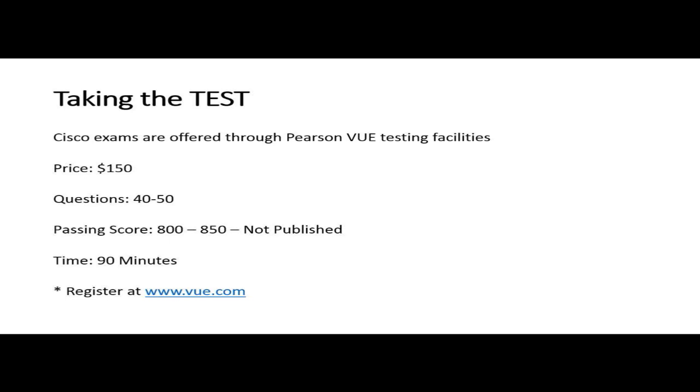Cisco exams are much different than other vendors like Microsoft or CompTIA. With Cisco exams, you can't go back, you don't get to use a calculator, all those types of things. The passing score is somewhere between 800 and 850. The actual score required is not published, and you get 90 minutes for it. And you can register to take the ICND Part 1 exam at www.vue.com.